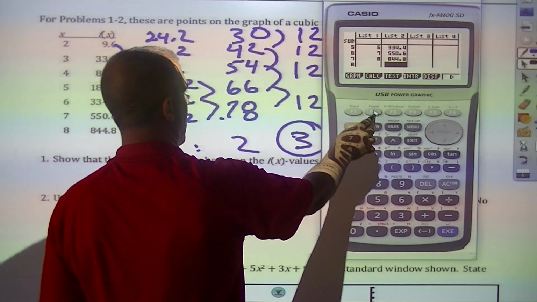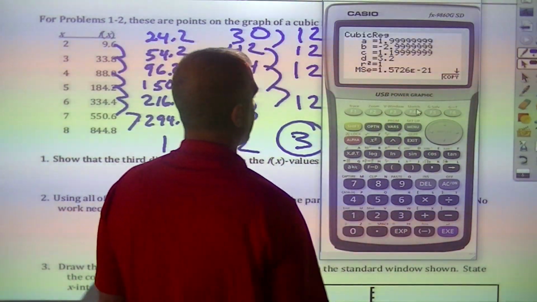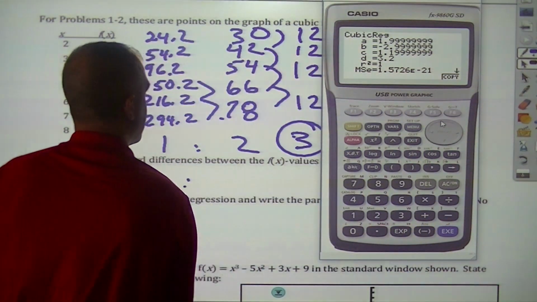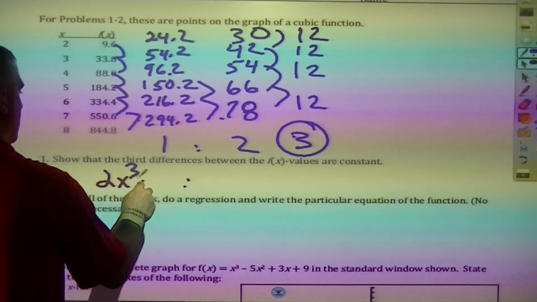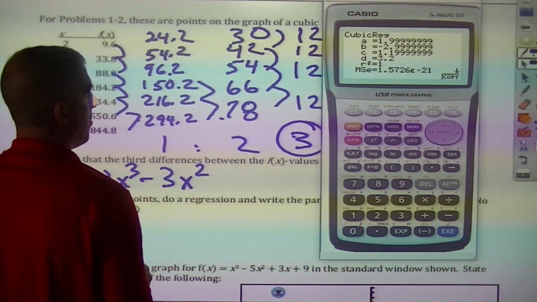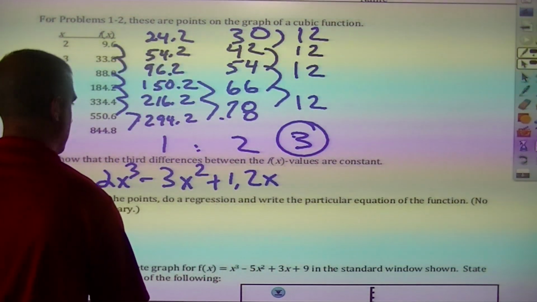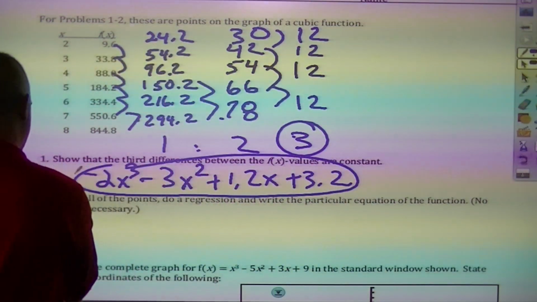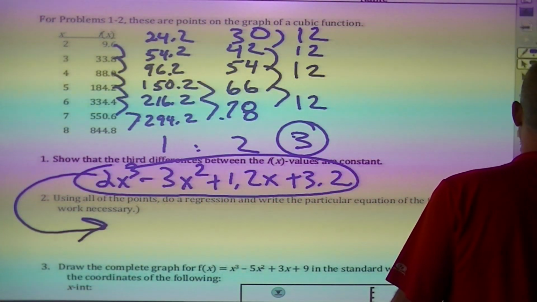Okay, then I can do calc, reg, and then since it's a cube, I can pick that. Okay, if you move down, it will show you how they want you to write the equation. So the a is about 2, so 2x cubed minus 3x squared, because that's what that is, plus 1.1 or 1.2 x plus 3.2. That would be the answer for this problem. Okay? All right, the rest of them are going to go a lot quicker than that, but that's how you start that.